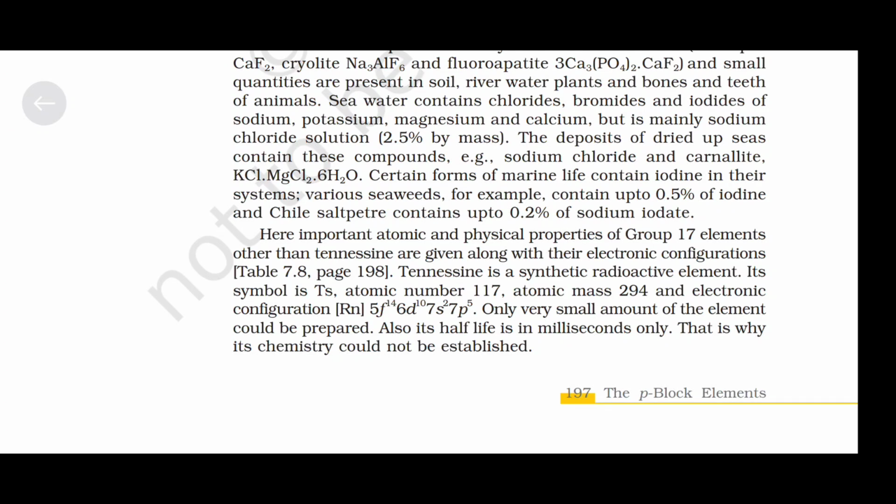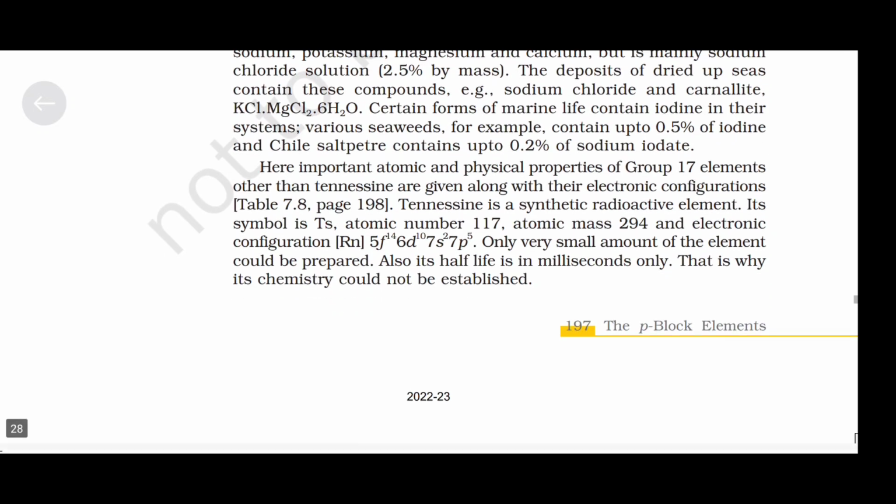Here, important atomic and physical properties of group 17 elements other than tennessine are given along with their electronic configuration in table 7.8. Tennessine is a synthetic radioactive element. Its symbol is Ts, atomic number is 117, atomic mass is 294 and electronic configuration is Rn 5f14, 6d10, 7s2, 7p5. Only a very small amount of the element could be prepared. Also its half-life is in milliseconds only. That is why its chemistry could not be established.